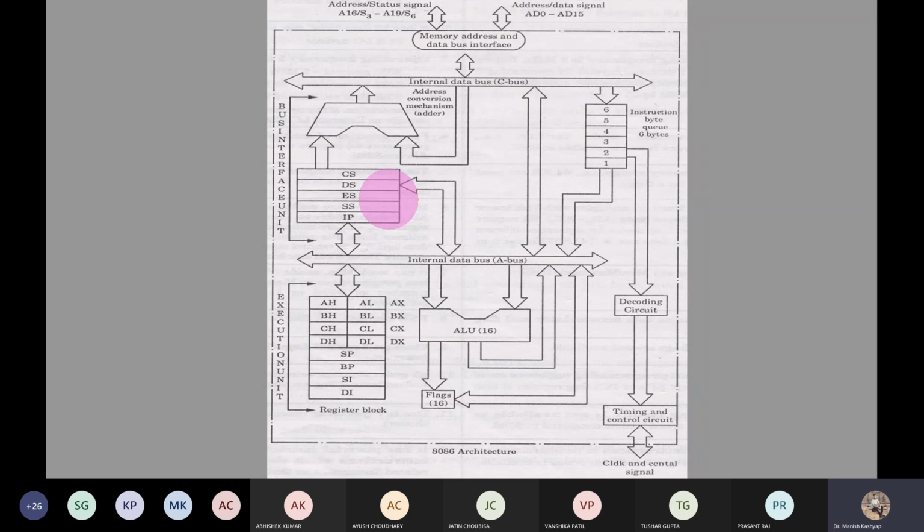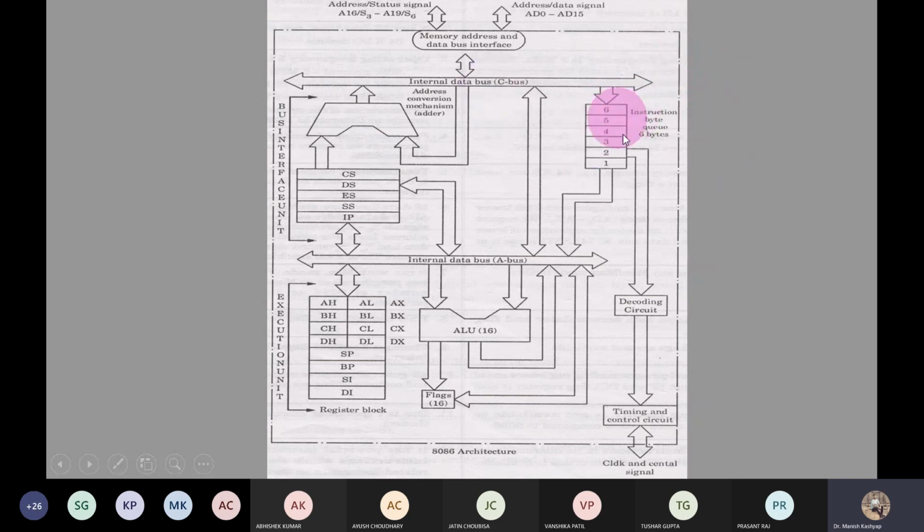You cannot directly provide the 20-bit address in programming. The addresses that you provide, 16 bits for the base address and 16 bits for the offset address, will be combined by this additional adder attached here into a 20-bit address, and accordingly memory will be read or written.